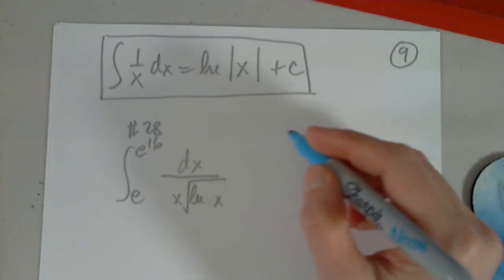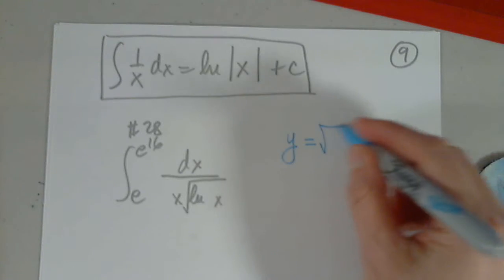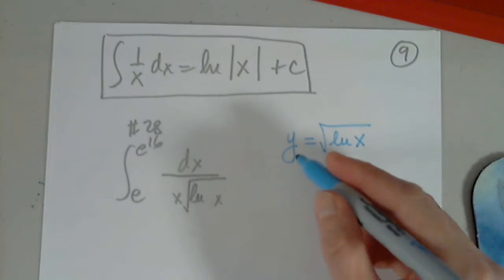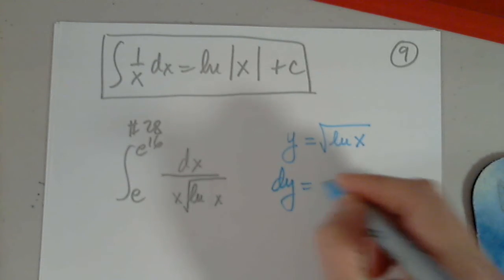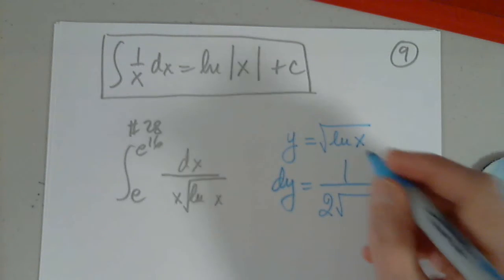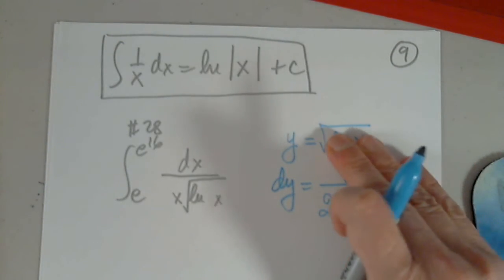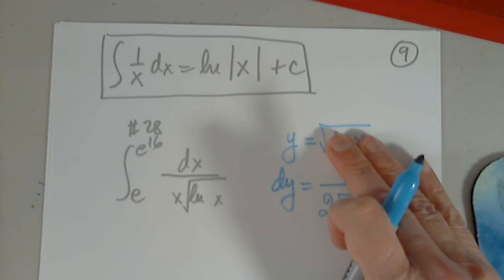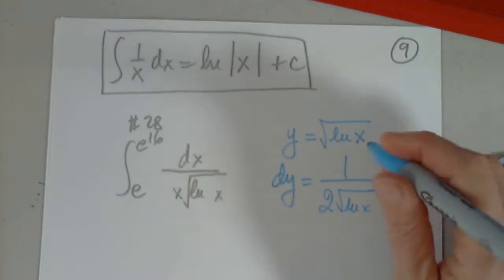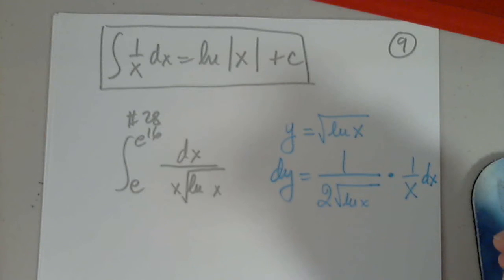Let's discuss possibilities. If I say let y be the square root of natural log x, let's see what happens. I need dy. dy will be 1 over 2 the square root of natural log x, right? Because when I differentiate the square root, I have 1 over 2 the square root of the function times the inner function prime times dx, of course.